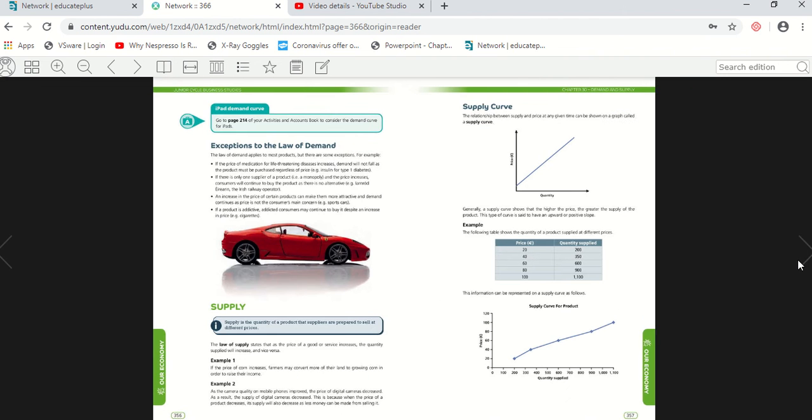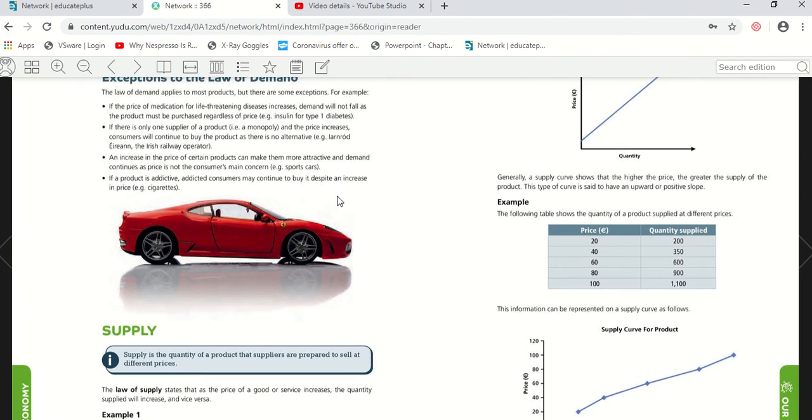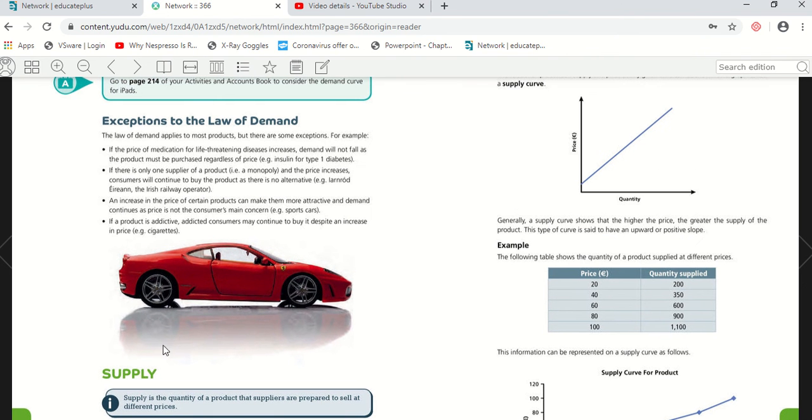The next part we're going to look at will be supply, but before that we will just see what exceptions there might be. The general rule, remember, is demand will be high if price is low. But the exceptions will be if something is in high demand, really needed. If you think about medication that people really need, they'll pay whatever price for that. The price won't be a factor.